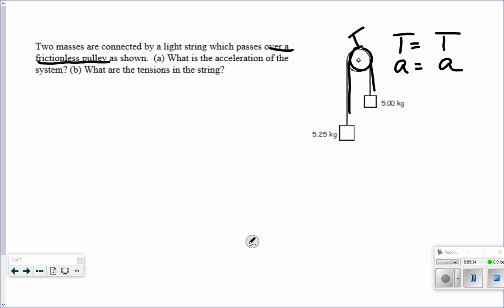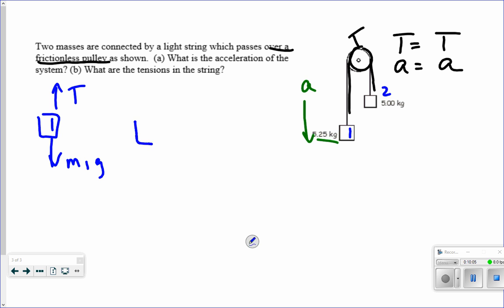Now just based off of logic alone, if I'm ignoring the pulley, it makes sense to figure that it's going to go this way. This one's going to go down because it's heavier than the other one. So my acceleration is going to go in this direction. And that's important because it's going to allow me to do each block individually. I'm going to call this block 1 and that block 2. The first thing I'm going to do, and I strongly suggest, is you make free body diagrams for each block.